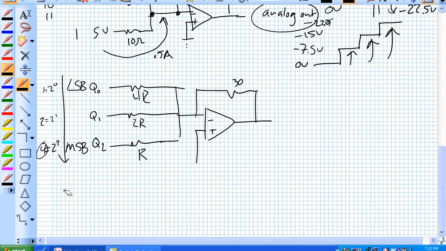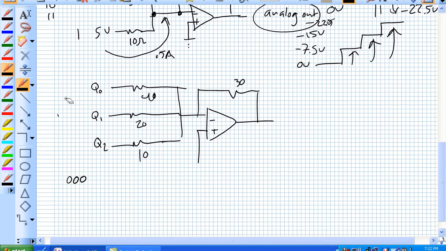Okay, so here we go. Let's go back to our 10, 20, 40. 000, that's easy. No current anywhere, 0 volts. Let's do this in a particular manner. So we already did 0, 0, 0. Now let's do 0, 0, 1. So 1 is actually 5 volts, so 5 volts across 40 ohms, 0.125 amps. 0.125 amps through a 30 ohm resistor, negative 3.75 volts.